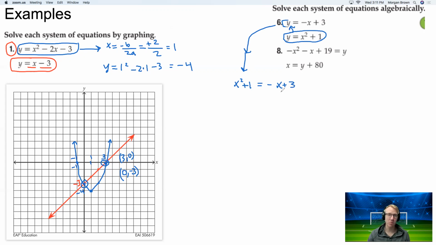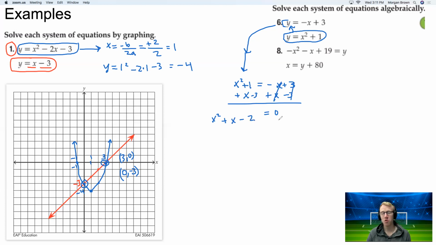Now we have a quadratic, and we've solved a lot of quadratics. The best way to start, I think, is to try to get everything on the left-hand side of the equation and set it equal to 0. So we're going to go plus x, and minus 3, minus 3. So that cancels. I have 0 equals x squared plus x minus 2.